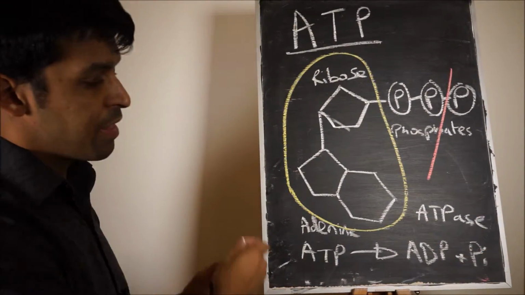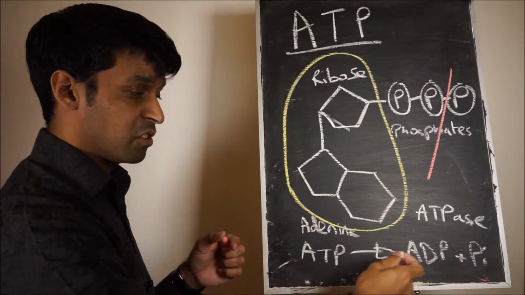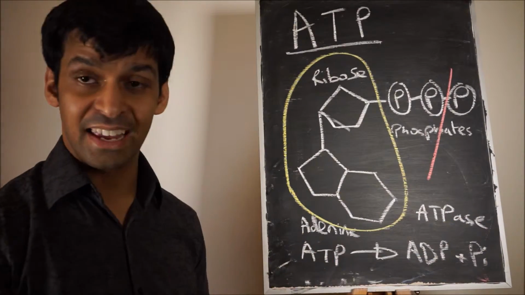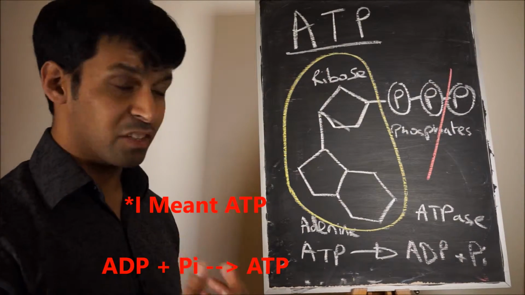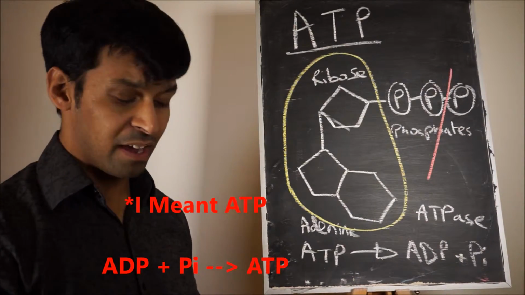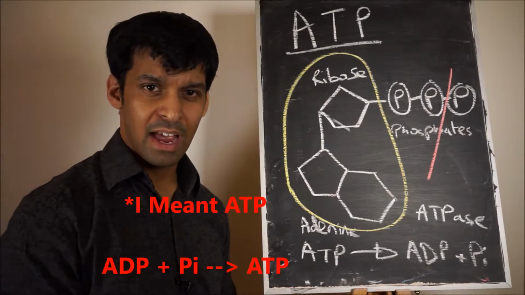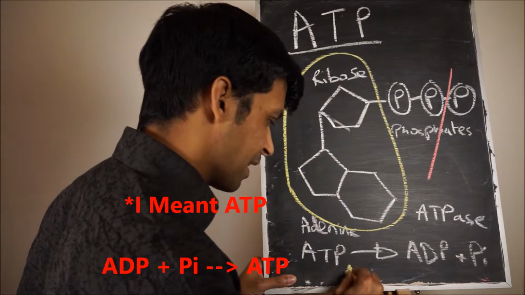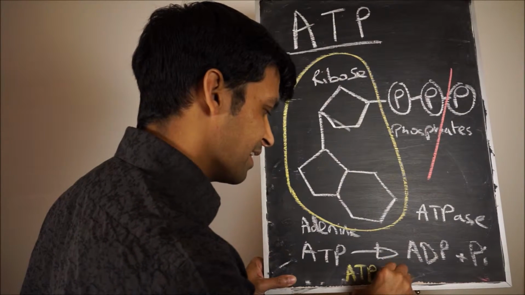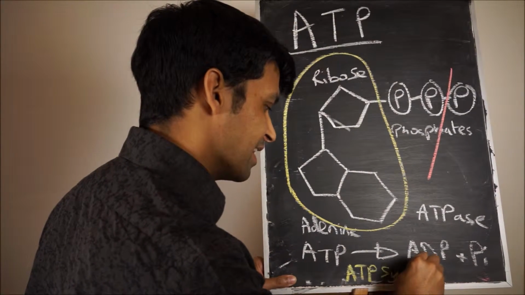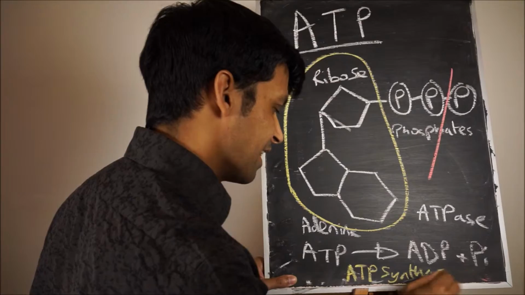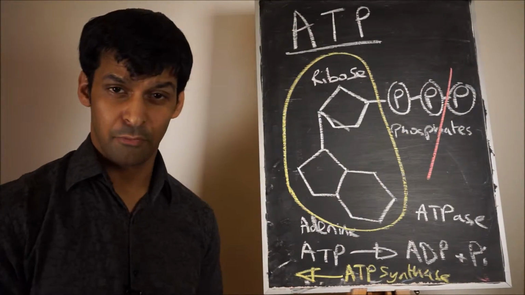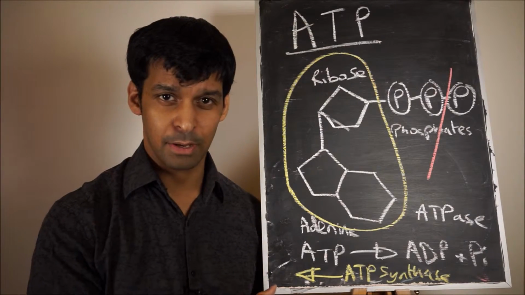And this whole thing actually, it recycles. You get ADP and phosphate turning back into ATP. This requires energy and it also needs an enzyme. And that enzyme is called ATP synthase. So I'll write that here. ATP synthase. And that goes in that direction. So it takes the ADP plus the phosphate and turns it into ATP.